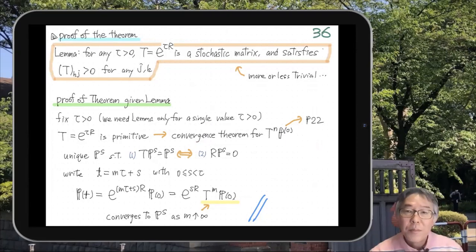But sorry, I changed here. Okay, so I will discuss the theorem. Before I discuss the proof of the theorem, the essential lemma is this.